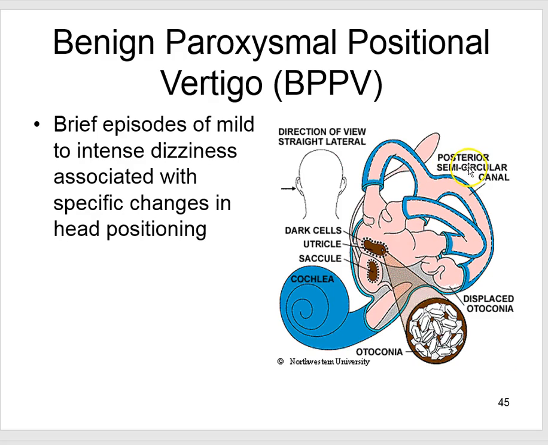Okay, so in the posterior semicircular canal right here, you have the otoconia, and they move here during head movement in BPPV. Okay, and they're not supposed to be there. These otoconia are small calcium carbonate crystals, and they're normally present in the utricle. Okay, so what happens, they get displaced and they get into this semicircular canal.